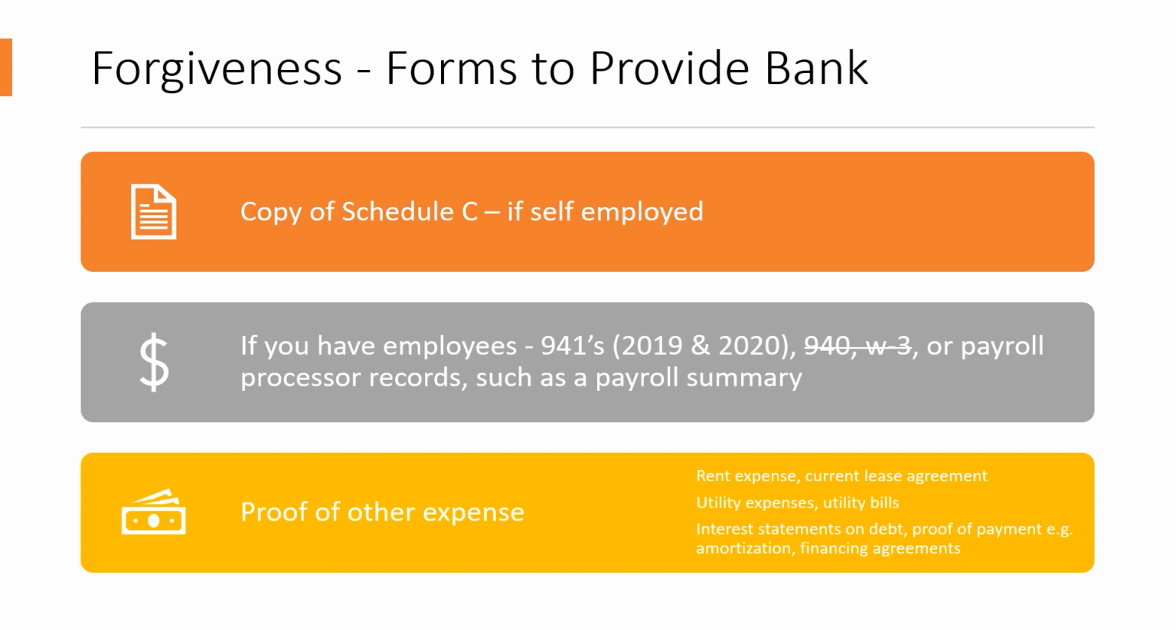Other expenses that also will qualify for forgiveness within the 8-week period are going to be rent expense. You can provide a current lease agreement, utility expenses, and for those you can provide utility bills. And for interest on debt, you can provide the proof of payment, the amortization statements, the financing agreements. And for all of these expenses, you will have to provide most likely bank statements showing the debits going out of your account.